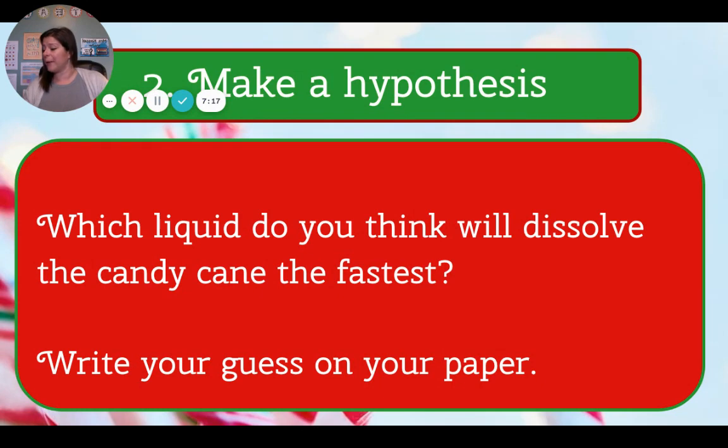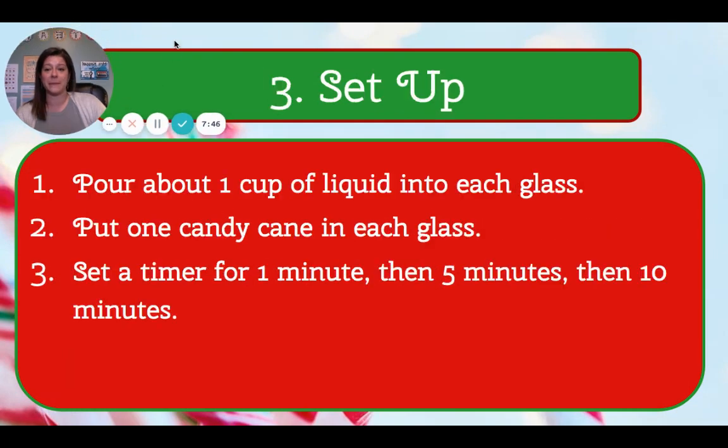And on your paper, for the little ones, you can circle the answer for kindergarten and first grade. For second, third, fourth, and fifth grade, you have to write the answer on the line. Okay, so go ahead, pause this video, write your hypothesis on your paper now. Okay, now that you've written your hypothesis, let's move on to step 3.